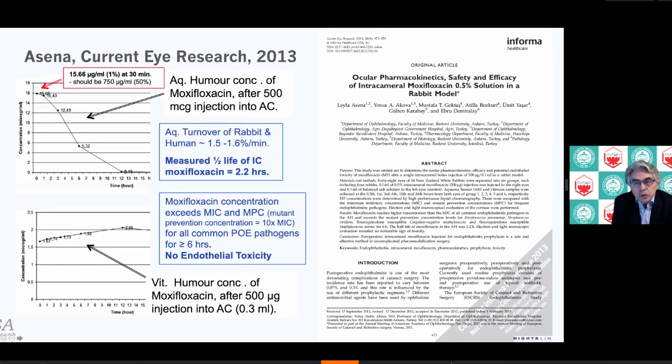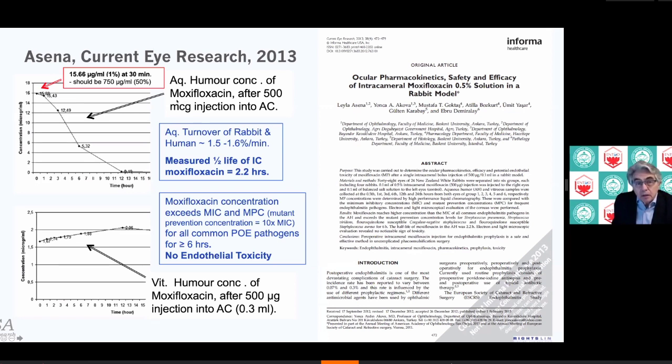The study that really showed this to be conclusive was actually done in animals, in rabbits. This study by Asen et al. was done to look at the pharmacology and how the drug works in the eye. And they got very good curves for the vitreous concentration and the aqueous concentration. But what they showed here was that when they took a sample from the anterior chamber 30 minutes after the injection in the rabbit, really only 1% of the antibiotic was left in the eye.